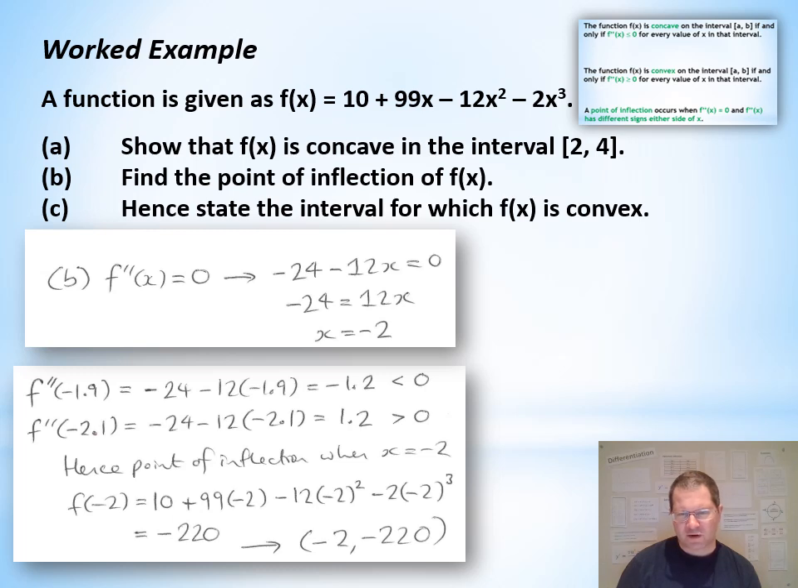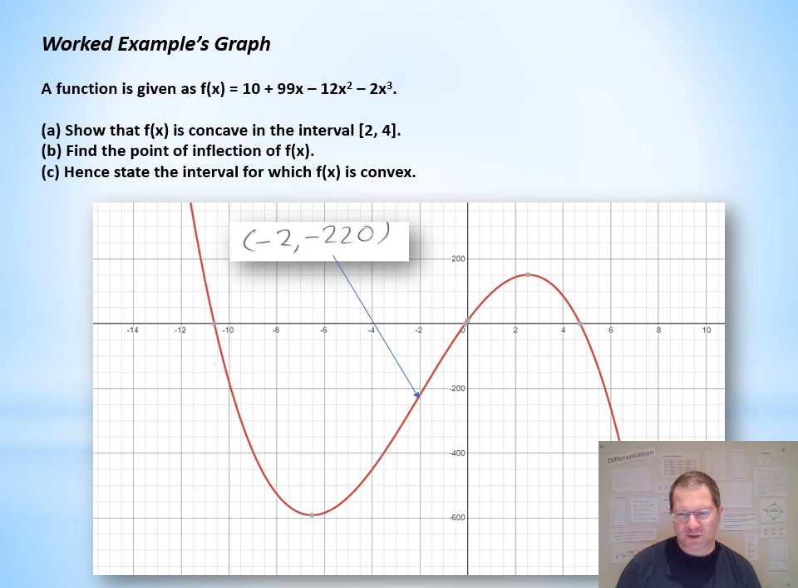And then we can have a look at the graph and we can tell straight away where it will be convex. So this is the graph of the function we've been looking at in this example. And as we've just determined, there is a point of inflection at (negative 2, negative 220), as shown by the arrow. So to the left of that point, the graph will be convex, and to the right, it will be concave. So the interval for which f of x is convex is negative infinity to negative 2.